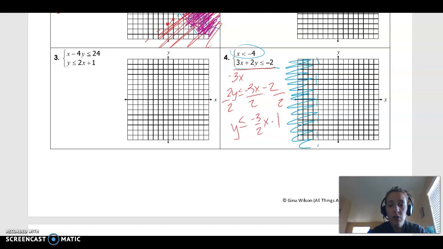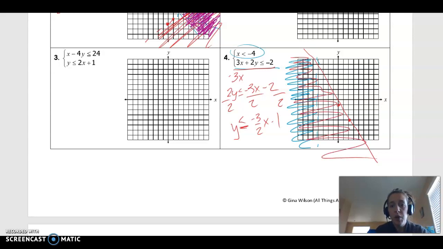So I can go ahead and graph that. So I've got my minus 1 and a negative 3 halves. So I go down 3, and over 2. It's negative, so it's going to be going down. I see I have this equal to, so it's going to be a solid line, and I'm going to be shading below. So everything there's red.